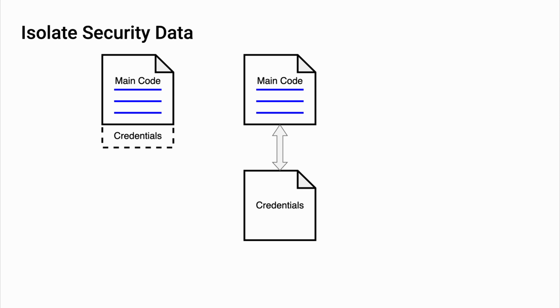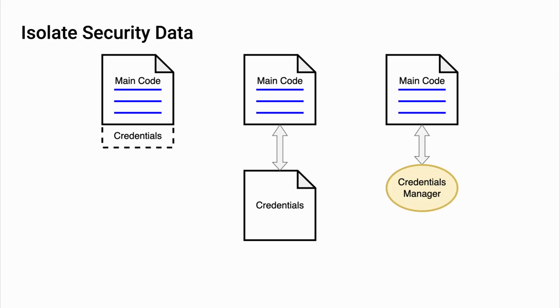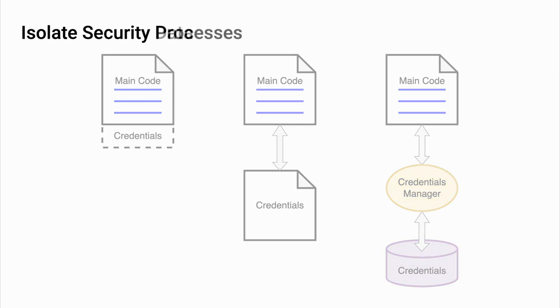Better, but not great. What if we have to change them? What if there's a different process that needs to access them? For a third stage, what we have is the code talking to a credentials manager, which deals with the credentials. Here we're showing them as a database.